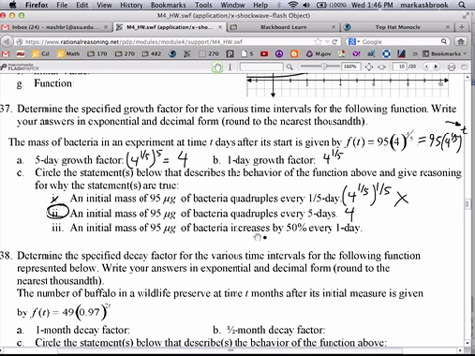Okay, initial mass increases 50% every 1 day. So here's our 1 day. Let's find the 1 day growth factor. What is it? 1.32. Is that a 50% increase per day? 32% increase. So no good. Questions on 37?